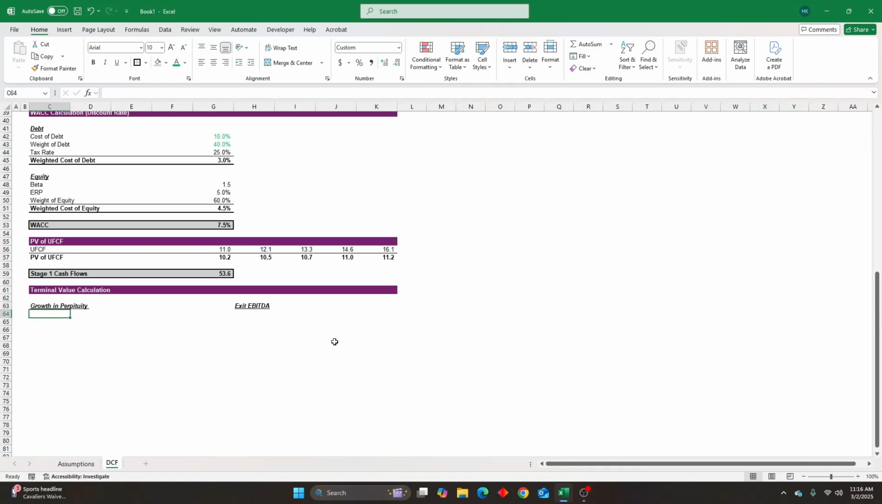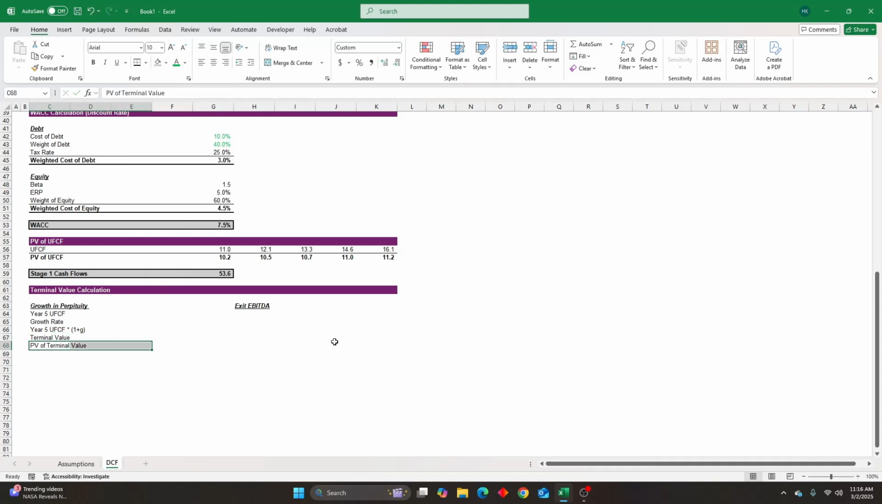The first is the growth in perpetuity. And so the way that this works is we're going to look at, first, our year 5 unlevered free cash flow. We'll have our growth rate. We'll have our year 5 times 1 plus our growth rate. And then we'll have the present value of our terminal value.